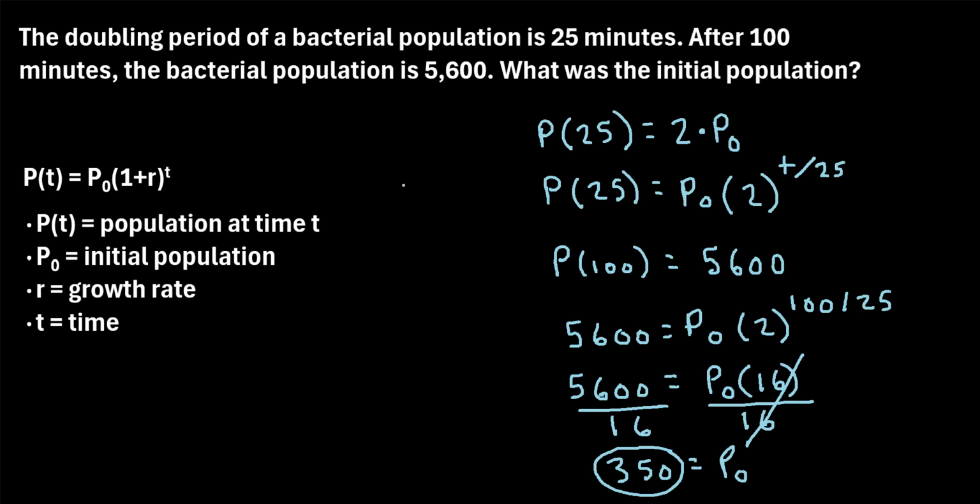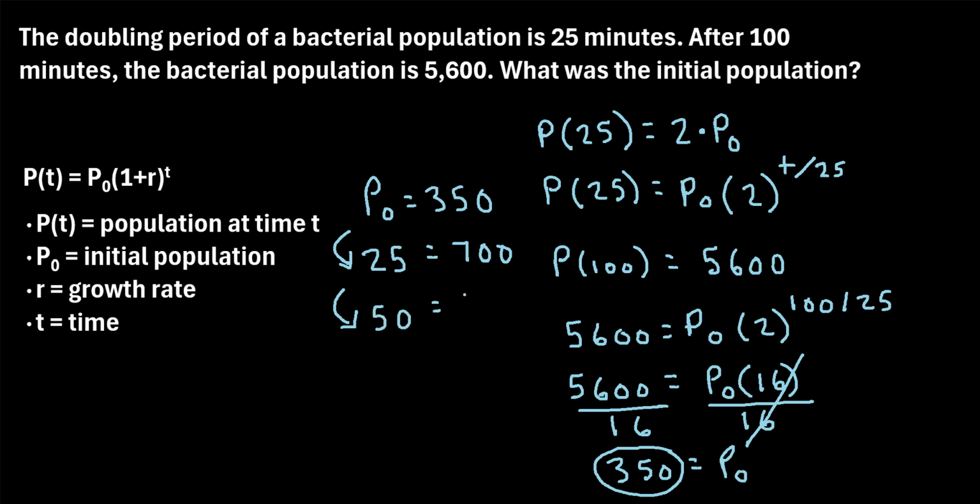Now, for this particular example, it's pretty easy to double check that we got the right answer. So if we say that p sub 0 is 350, if we keep doubling this amount every 25 minutes, let's see if we actually do get to 5,600 after 100 minutes. So after 25 minutes, this population should have doubled. So it would be 350 times 2, that's 700. Now, after another 25 minutes, or a total of 50 minutes, we should double again. So 700 times 2 is 1,400. And then after another 25 minutes, so up to 75 minutes total, we should double again. So 1,400 doubled is 2,800.